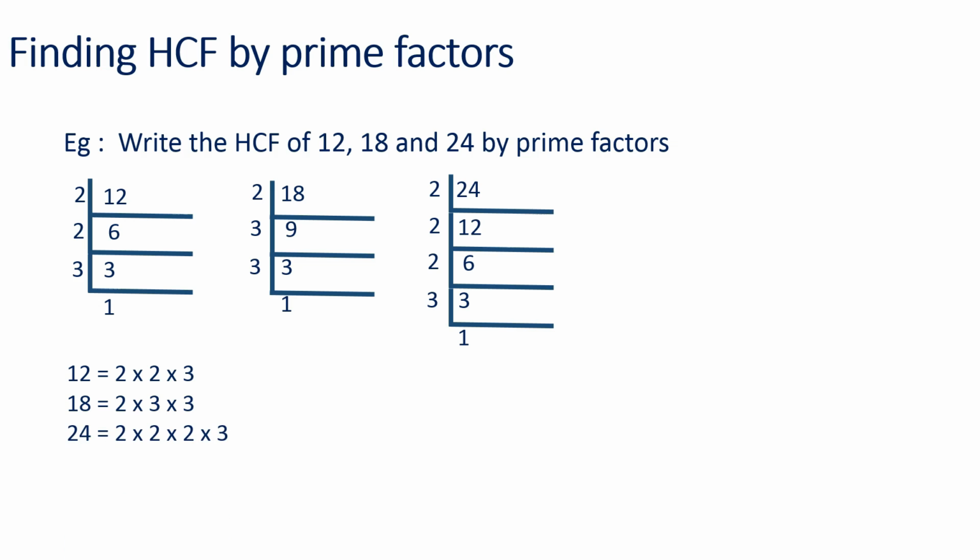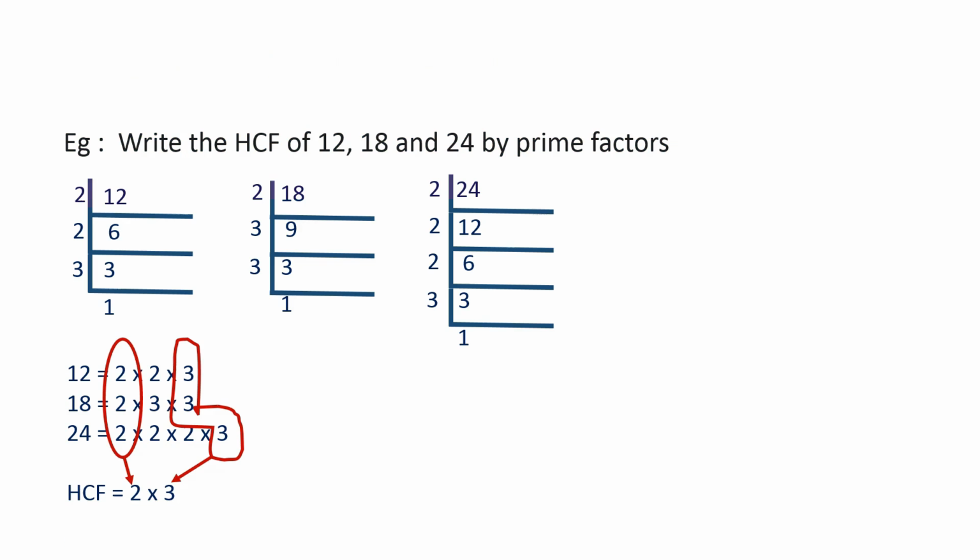And now what we do is we find the common prime factors for these three numbers. When looking at the products, you can understand 2 is common and 3 is common for all the three given numbers. So the HCF is written by multiplying these two common prime factors like this. Accordingly, the answer is 6.